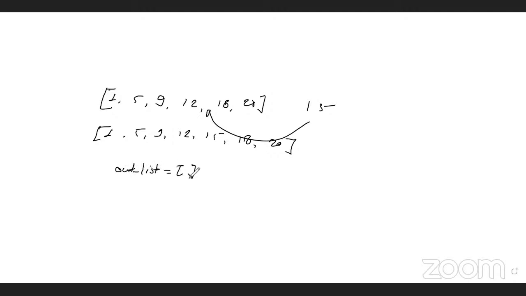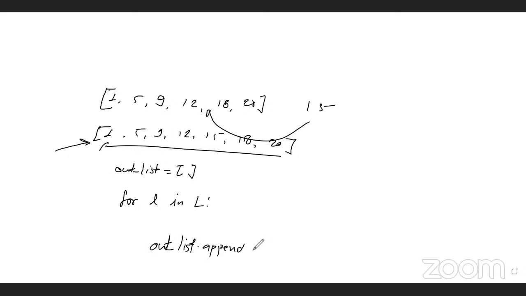Okay, and for every element of L, I will simply append that element to out_list. But I have to make sure that this 15 comes at the right place. So I will check the condition: if L is greater than X. Once L is greater than X, that X should come first. X should be appended first. Let's say 15 is done.